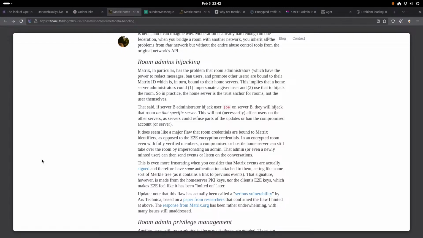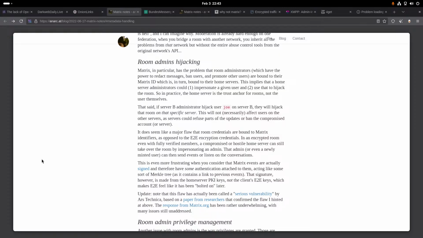That said, if server B's administrator hijacked user Joe on server B, they will hijack the room in that specific server. This will not necessarily affect users on the other servers, as servers can refuse parts of the updates or ban the compromised account. It does seem like the major flaw is that room credentials are bound to Matrix identifiers as opposed to the E2E encryption credentials. In an encrypted room, even with fully verified members, a compromised or hostile home server can still take over the room by impersonating the admin.